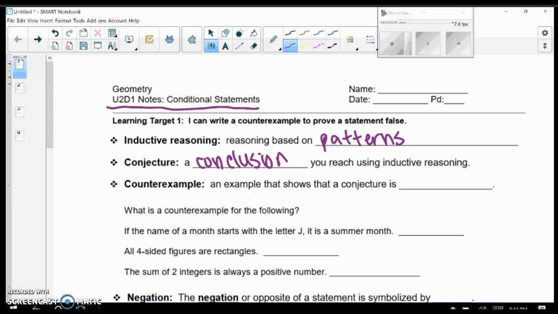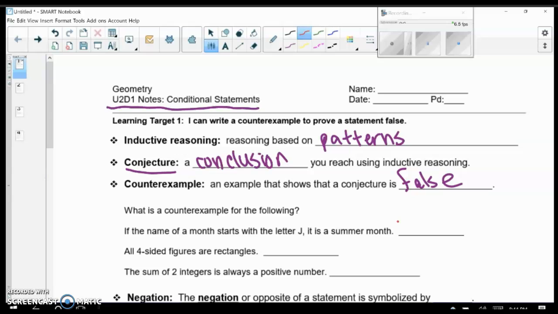Now, obviously, with inductive reasoning, you don't always get accurate predictions. And in fact, a counterexample is an example that shows that a conjecture is false. So if the Redskins do, in fact, win, then you'll be able to have a counterexample for me on that particular conjecture. So let's take a look at this first one.